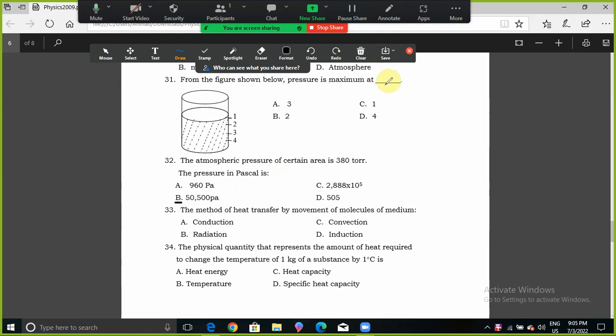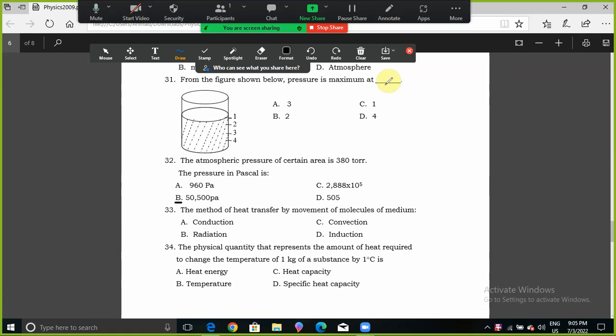Now in question number 33, the method of heat transfer by movement of molecules of a medium is what? Conduction, radiation, convection, or induction? Now, first of all, conduction, radiation, and convection. He said in the question, the method of heat transfer by movement of molecules of a medium.